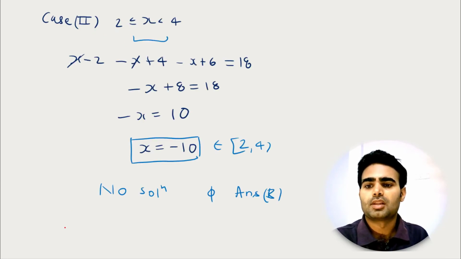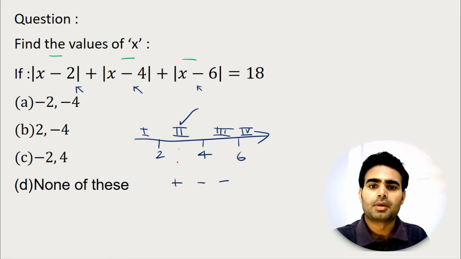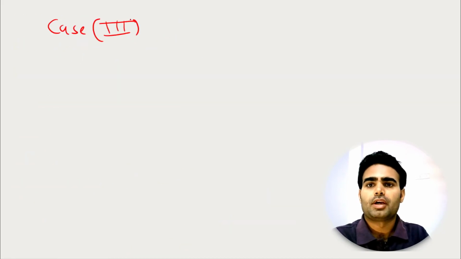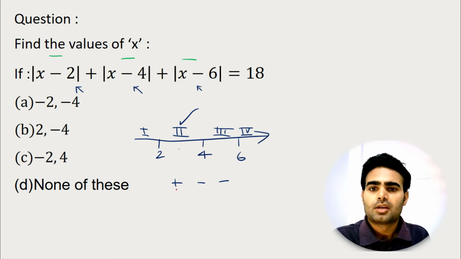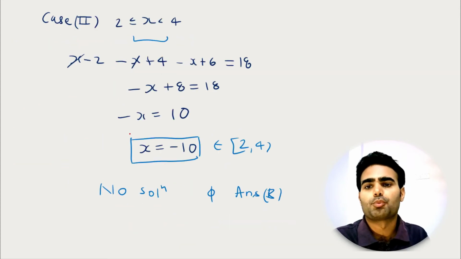Case 3 will be, let me show you, when x is greater than or equal to 4 but less than 6. In this scenario, what will happen? The first mod will open with a plus sign, the second will also open with a plus sign, but the last one will open with a minus sign here. Okay, let's open them.